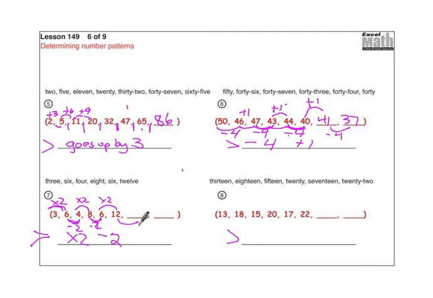This next one's going to be? -2 would be 10. Yeah. Good. -2, 10. And then what's the next number? 20. Got to multiply times 2, right?